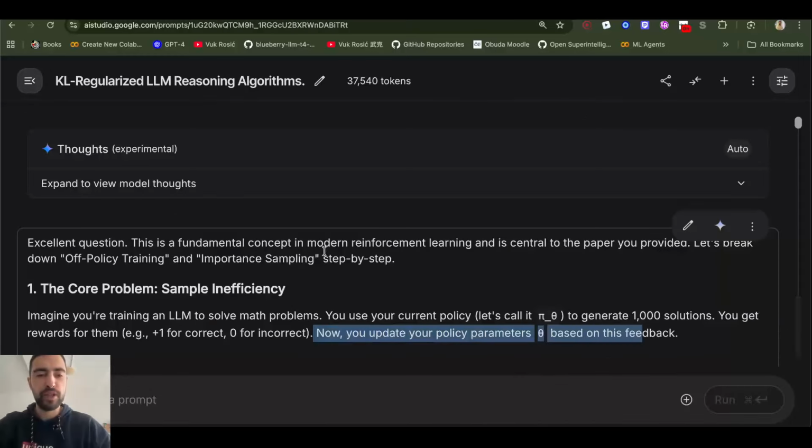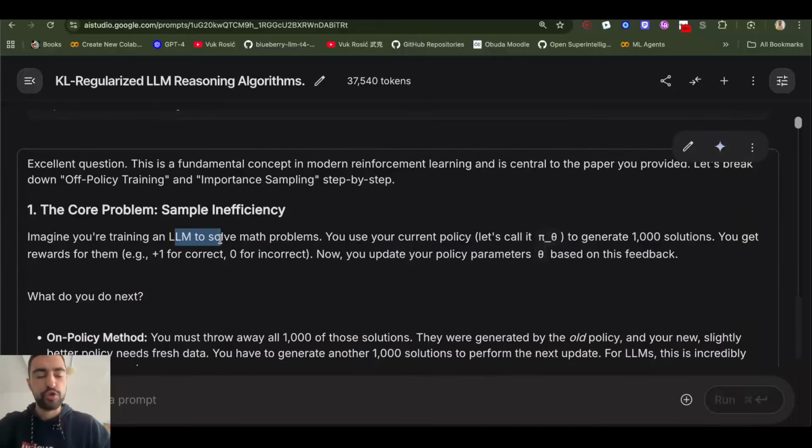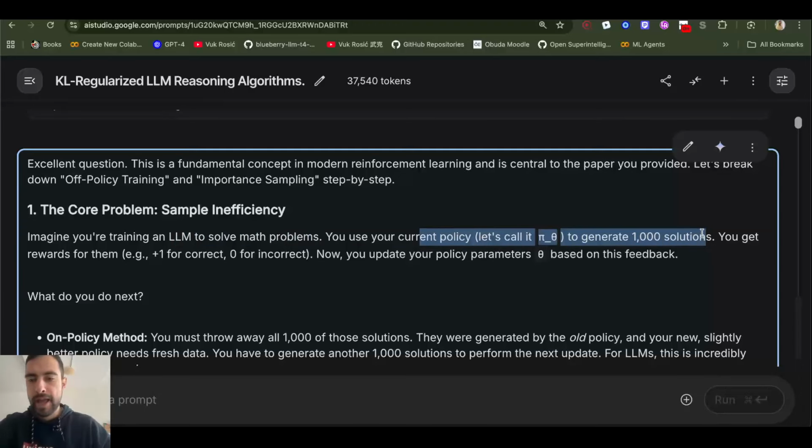Let's now look at off-policy training and importance sampling. Let's say you have an LLM you are training to solve math examples. You generate 1,000 solutions and it gets +1 for correct and 0 for incorrect answers of those 1,000. Then you update the parameters of this policy, the LLM, based on this feedback, so it's more likely to generate correct tokens, correct answers, and less likely to generate incorrect ones.